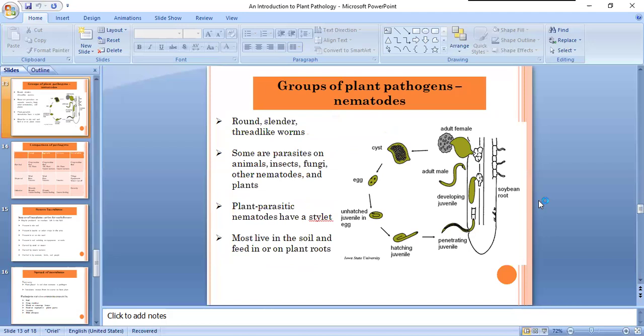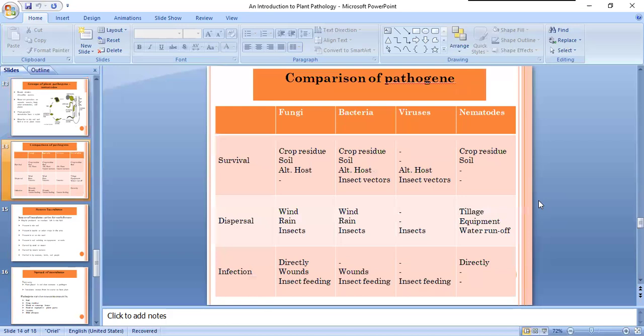The next group of plant pathogens is the nematodes. Nematodes are round, slender, thread-like worms. Some are parasites on animals, insects, fungi, other nematodes, and plants. Plant parasitic nematodes have a stylet. Most live in the soil and feed in or on plant roots.